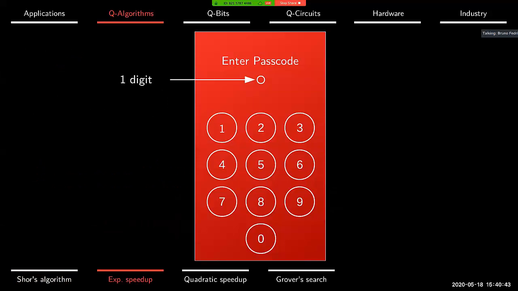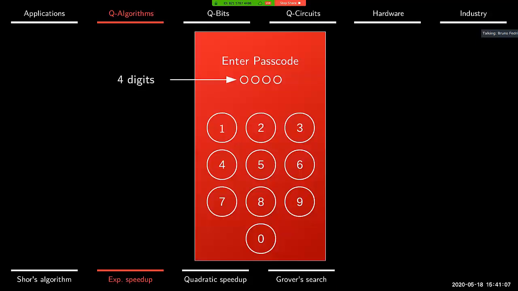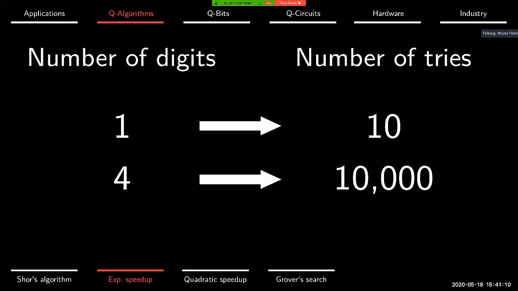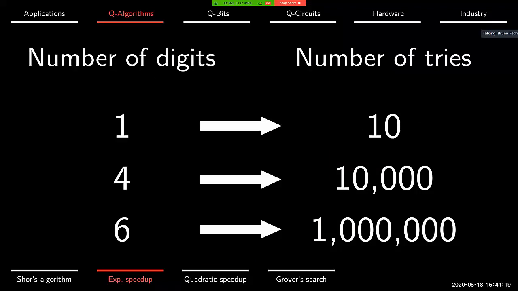To illustrate what an exponential speedup is, let's assume that you have the following keyboards. With 10 digits and a passcode of 1 digit, how many tries do you need to find the good answer? In the worst case scenario, it will be something like 10, in average 5. If you're really lucky, it will be 1. Now, if the passcode is 4 digits, you will need 10 to the power 4, so 10,000 tries if you're unlucky. And if it's 6 digits, it's about 1 million tries. So as you can see, with the problem size, we have an exponential increase in the number of tries.